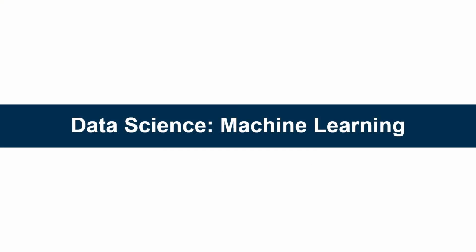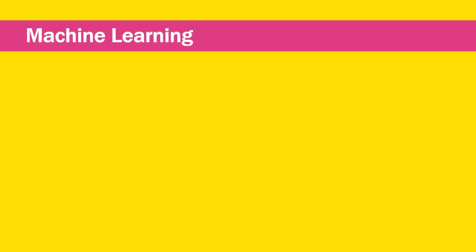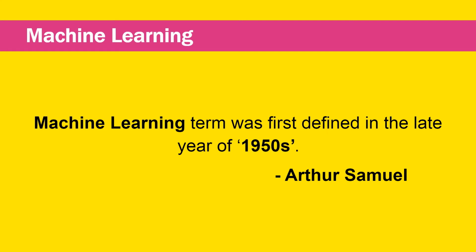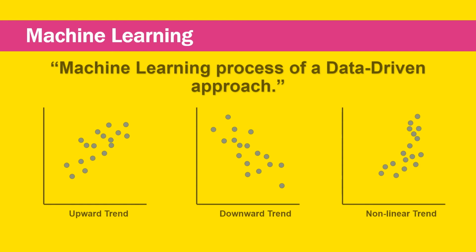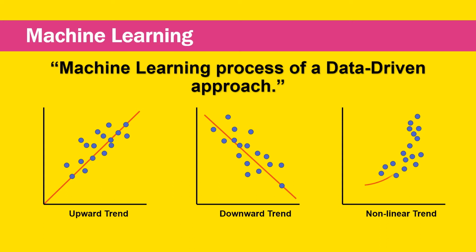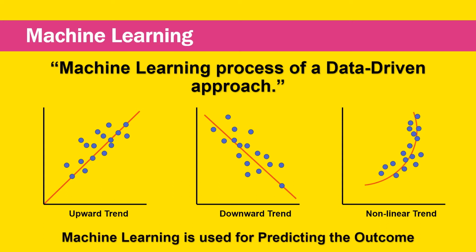Now, having understood that machine learning is pivotal in the field of data science, let us see more detail about machine learning. The term machine learning was first defined in the late 1950s by Arthur Samuel. According to his definition, machine learning is a field of science that gives computers the ability to learn without being explicitly programmed, which means without explicitly commanding the computer, called a machine, it can learn on its own based on the data. Machine learning is a data-driven approach which takes data as input and uses algorithms to determine the pattern of the data by correlating the independent variable with the target data, and as a result develops a predictive model which can be used for forecasting the future based on the past data.